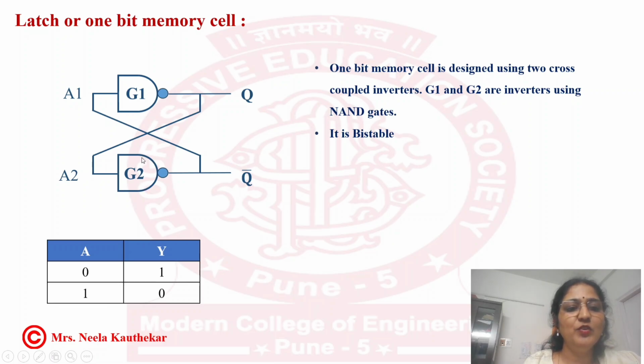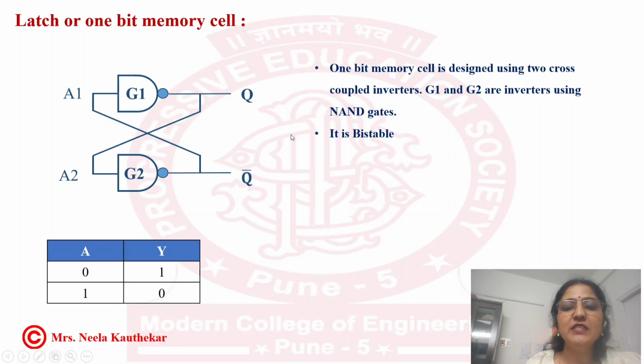Here we are going to use the NAND gates as inverters. This is the truth table of an inverter. When 0 is applied, the output is inverted and you will get 1. And when 1 is applied, you will get the output 0. In the 1-bit memory cell circuit, we have cross-coupled two inverters, G1 and G2. The output of G1 is given as input to G2 and the output of G2 is given as input to G1.